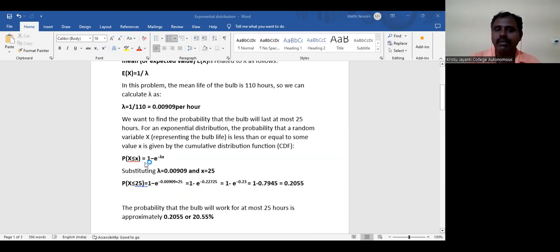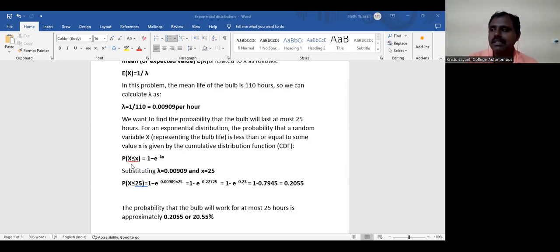After calculating lambda, we have to use the formula P of x less than or equal to x equals 1 minus e to the power minus lambda x. You might get the doubt why we are writing here less than or equal to x. In the question they are asking us to find the probability that the bulb will last at most 25 hours. At most 25 hours in the sense it may be less than or equal to 25 hours. That is the reason we are putting the less than or equal to x formula.